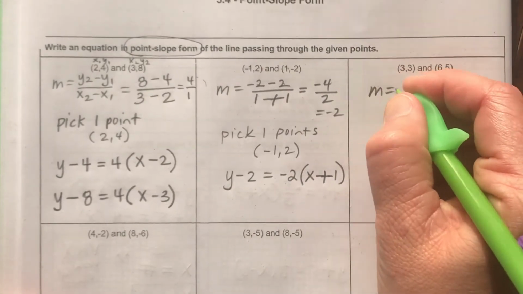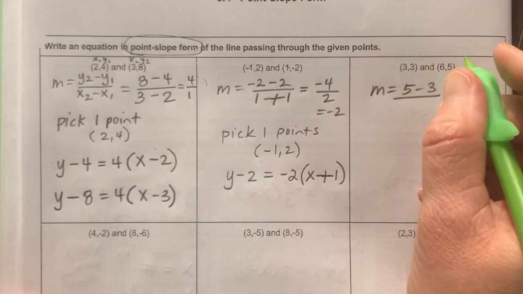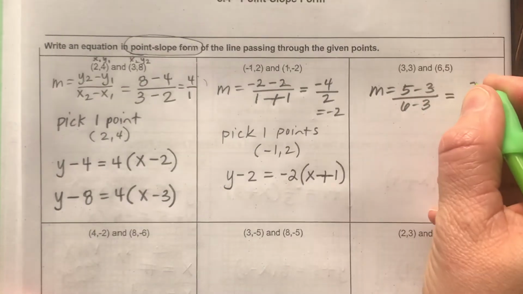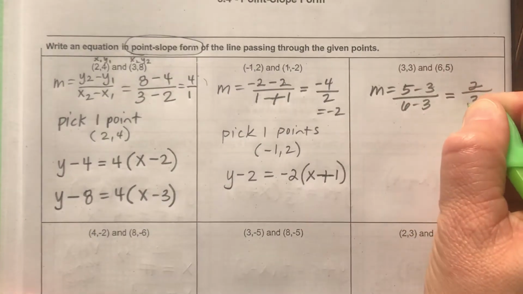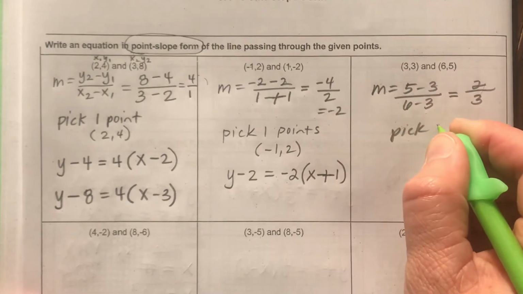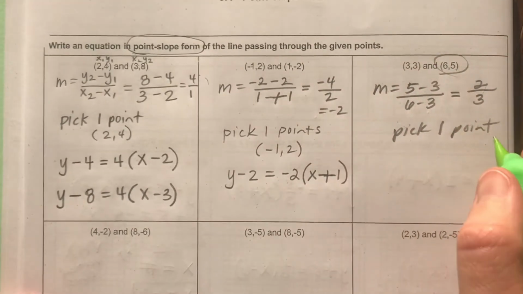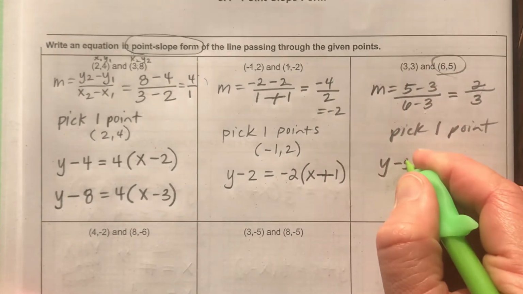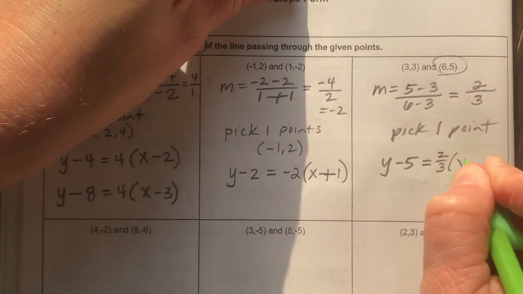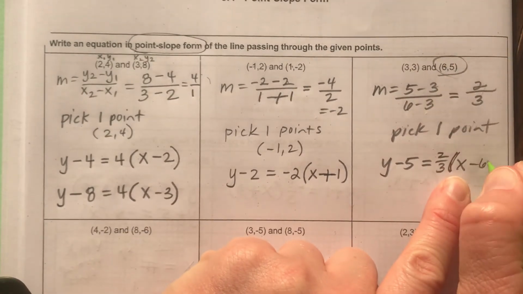Now here's my slope formula, again, for my 2 points. 5 minus 3 for the numerator, and 6 minus 3 for the denominator. 5 minus 3 is 2. 6 minus 3 is 3, so that's going to be our fraction slope. Now pick a point. Again, it does not matter which one you pick. This time maybe I'll pick the second point. So y minus 5 is equal to my slope of 2/3, parentheses, x minus 6.